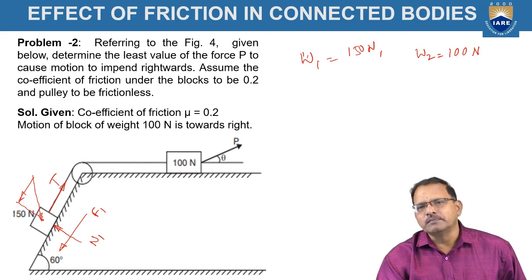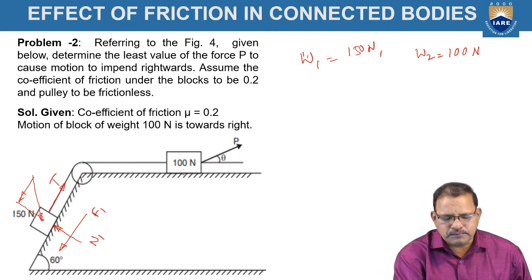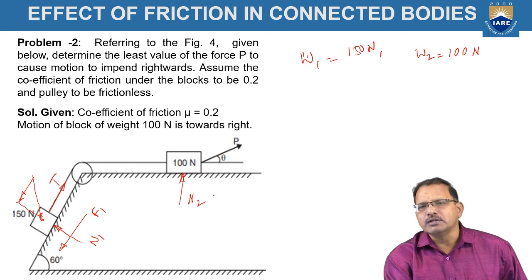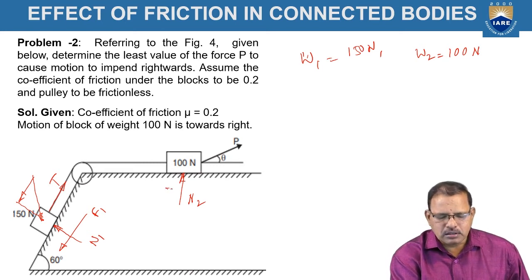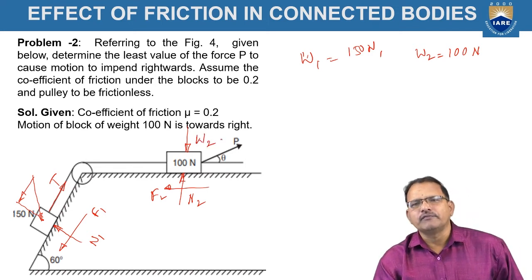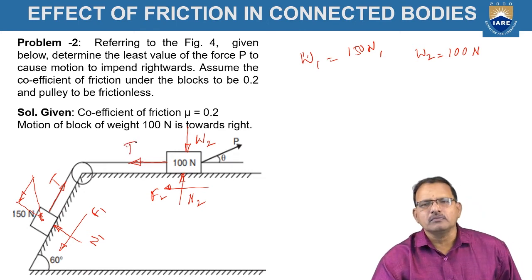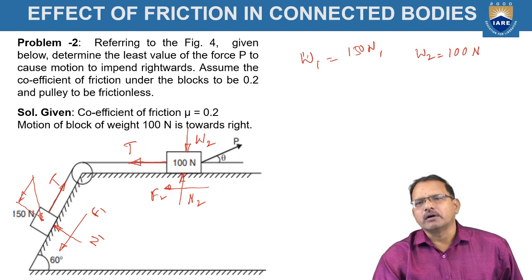Since the tension in the rope is the same because it is connected over a frictionless pulley, for the second body, there is a normal reaction N2. The body tends to move toward the right side. The frictional force F2 is acting, the weight W2 is there, acting perpendicular to the ground as shown in the figure. Now the tension is again acting toward the right side. These are the forces acting on the body.